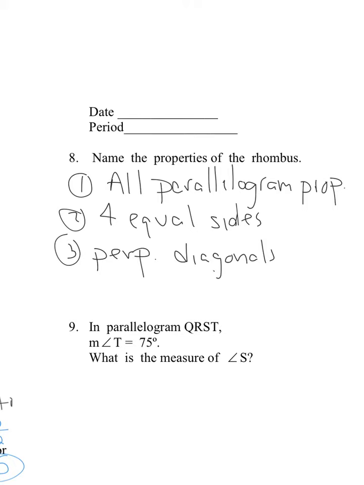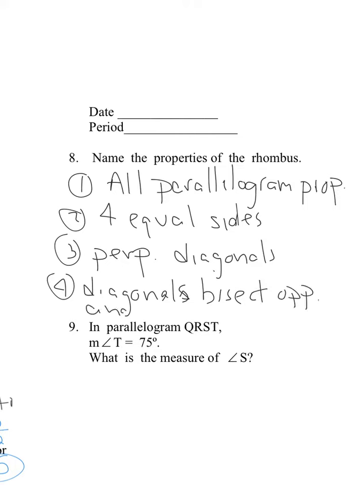And the plural is rhombi. And the last one, diagonals bisect each other. Hopefully y'all can decipher that.